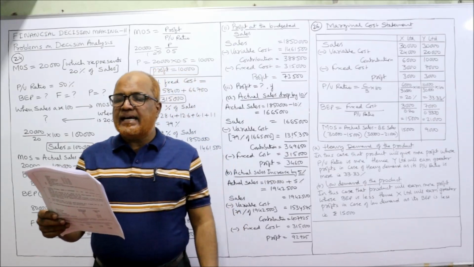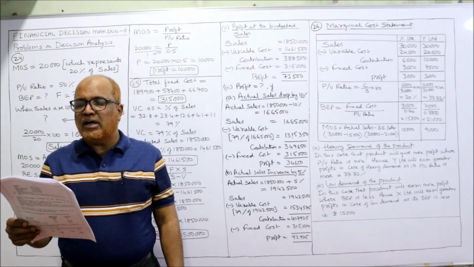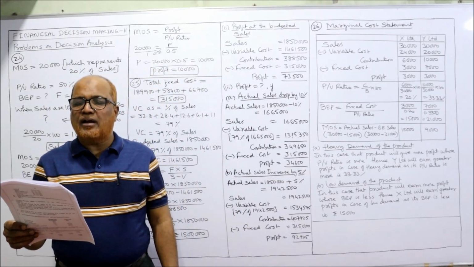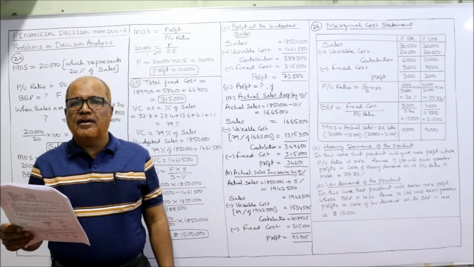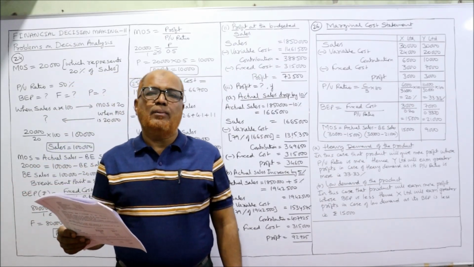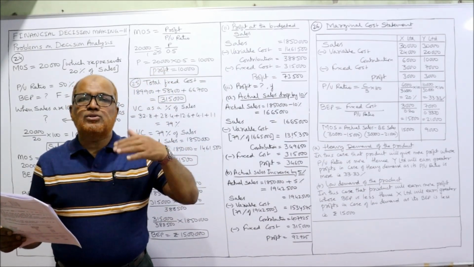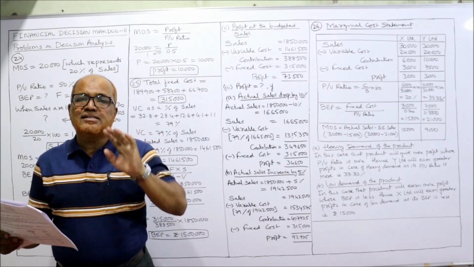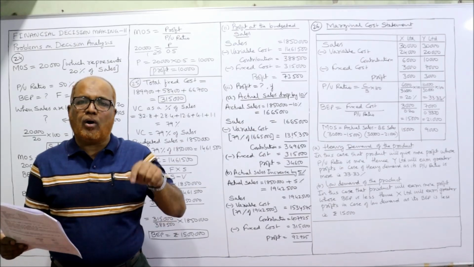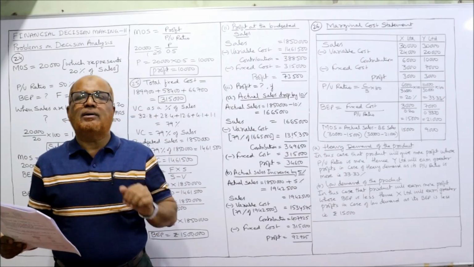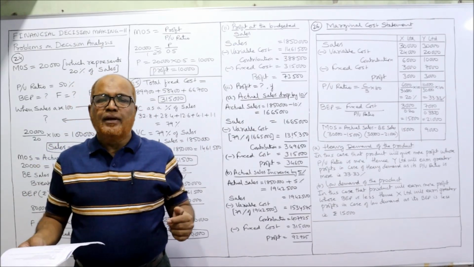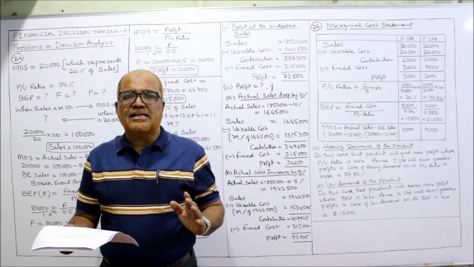Second question, state which business is likely to earn greater profits in conditions of heavy demand of the product and in conditions of low demand of the product. That means which company's profitability is more if the demand is high in the market or if the demand is low in the market. Which company is better? The second question we'll discuss later.